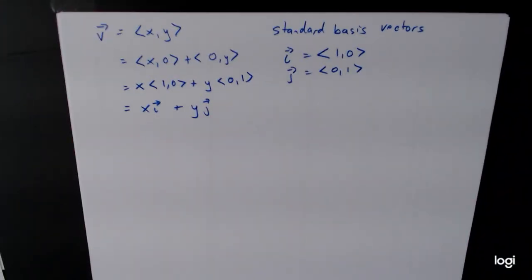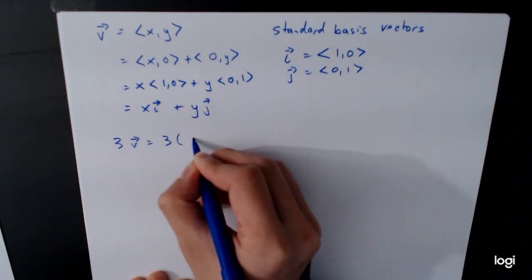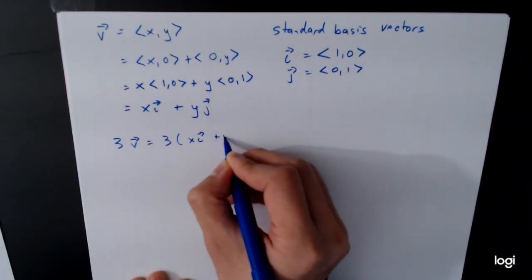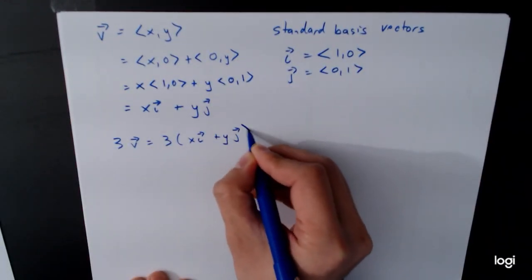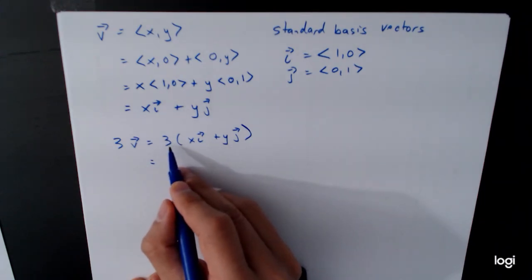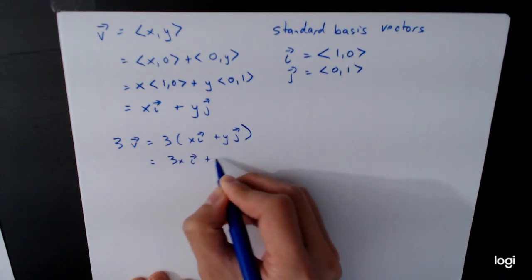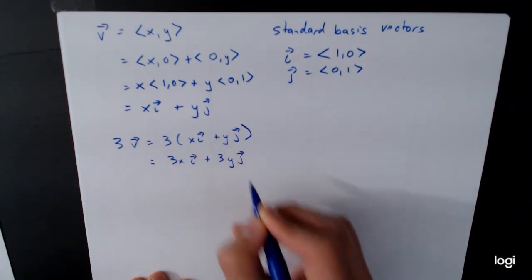And this is why I referred to it earlier as the distributive property, because now if we have something like 3v, it's going to be 3 times xi plus yj. And now we actually have a legitimate distributive property, 3 times this plus 3 times that, 3xi plus 3yj.